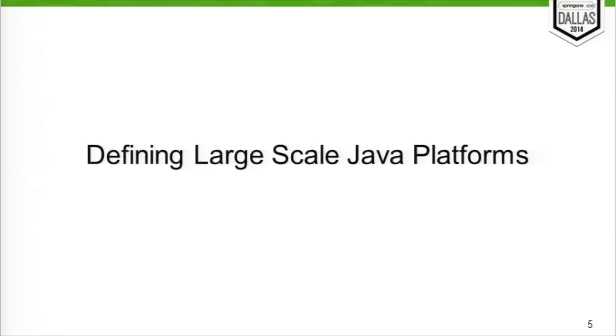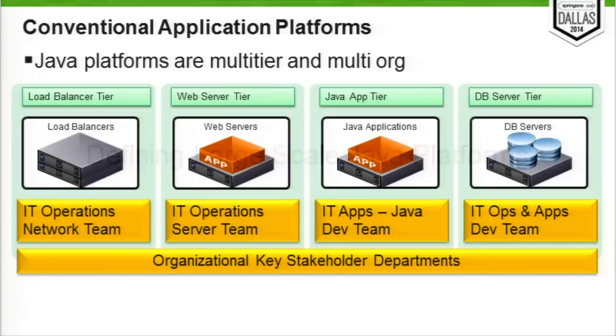OK, so let's define what large-scale Java platforms are. Whenever I deal with a Java platform, I'm almost always dealing with these 4 technology tiers. There's a load balancer somewhere. There's a web server tier, a Java application server tier, and database server tier. Now, there are variants in the middle. Sometimes the web server is not there. Other times it is. Sometimes the Java application server is more than just an application server. It could be a messaging system and so on. But essentially, it's those 4 tiers.